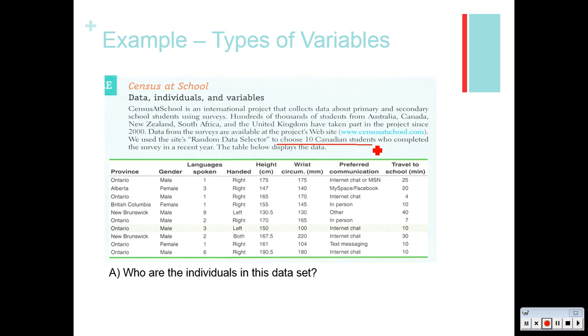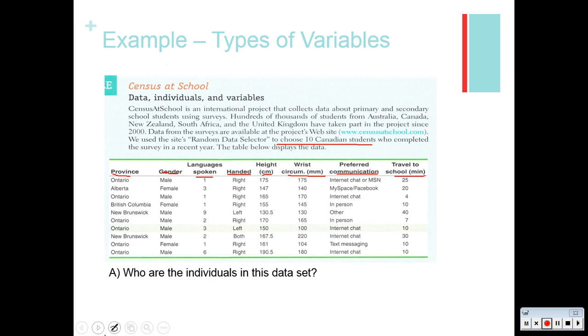is for the 10 Canadian students, they wanted to know what province they were from, what gender they were, how many languages they spoke, what hand they were, left or right-handed, what their height was in centimeters, what their wrist circumference was, that's the distance around their wrist, in millimeters, their preferred mode of communication, and the time that it takes them to travel to school.